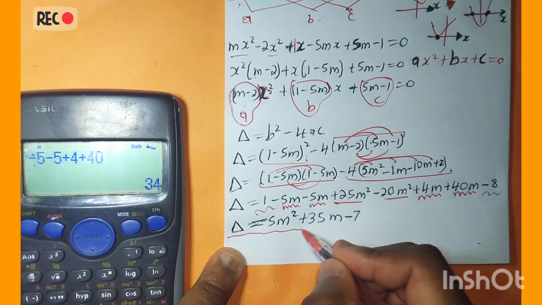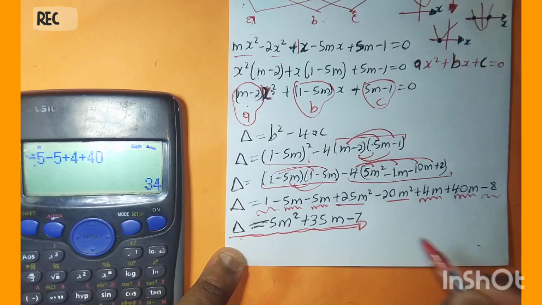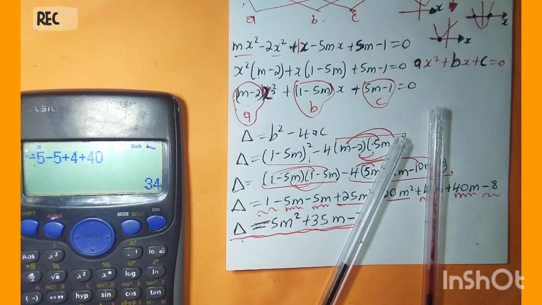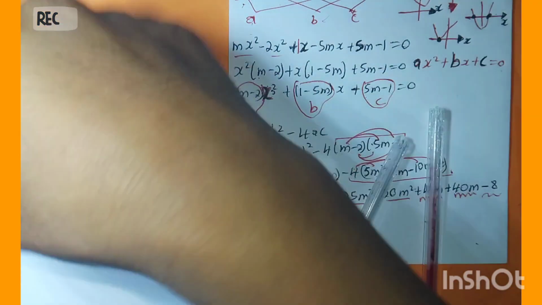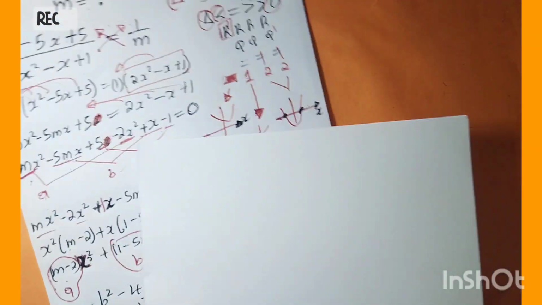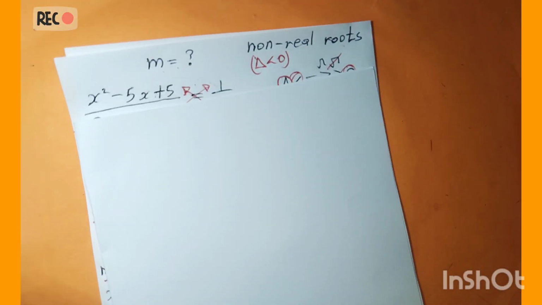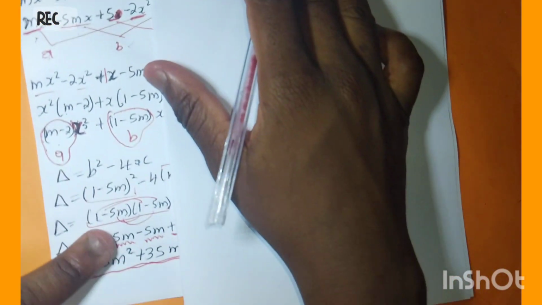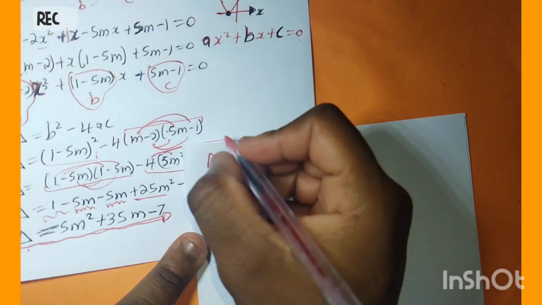So now I know, guys, my discriminant. Once I know my discriminant, I can go and answer the question. The question was based on what? Finding the value of what? First of all, I know my discriminant. Let me come and put that discriminant here.